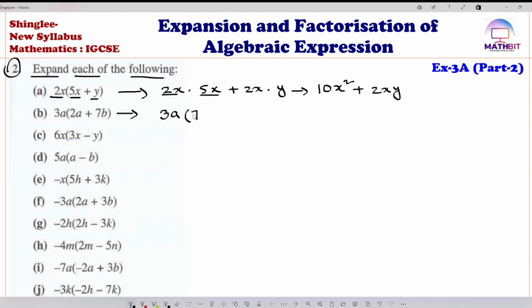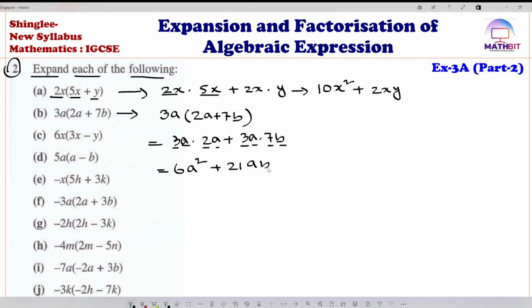Number B, 3a times (2a plus 7b). It means 3a times 2a plus 3a times 7b. So 3 times 2 is 6, a times a is a square, plus 3 times 7 is 21, and a times b is ab. Okay, this is number B. So A and B are done.